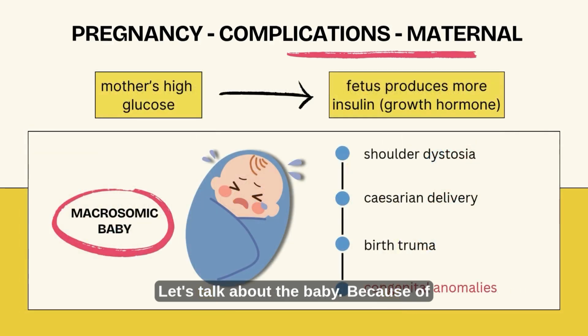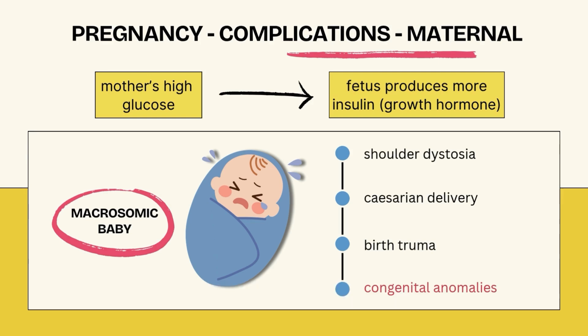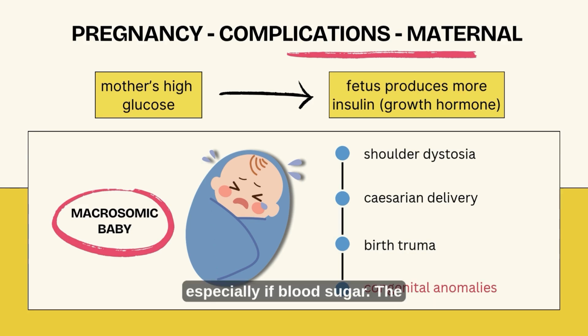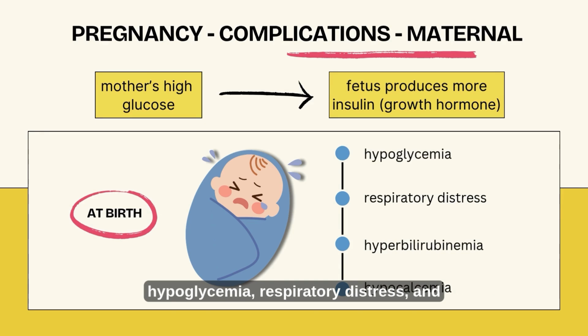Let's talk about the baby. Because of the mother's high glucose, the fetus produces more insulin, which acts like a growth hormone. The result? A macrosomic baby, often over 10 pounds. That sounds cute, but it can lead to shoulder dystocia, C-section delivery, or even birth trauma. Uncontrolled diabetes can also cause congenital anomalies, especially if blood sugar wasn't regulated during the first trimester, which is crucial for organ development. At birth, neonates are prone to hypoglycemia, respiratory distress, and hyperbilirubinemia.